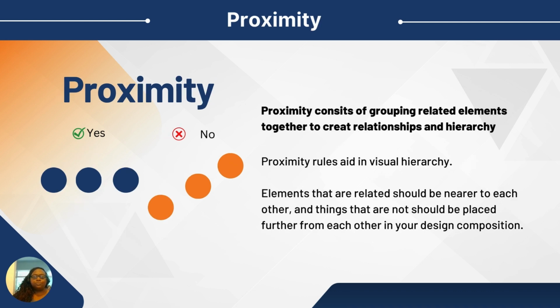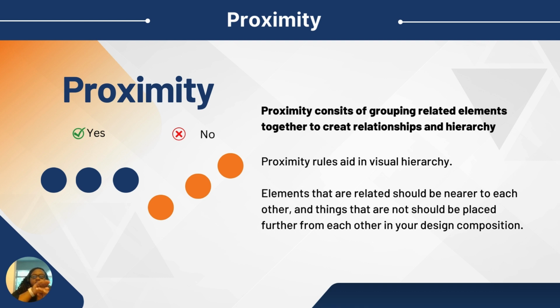All right. And next, proximity. Proximity consists of grouping related elements together to create relationships and hierarchy. Proximity rules aid in visual hierarchy. Elements that are related should be nearer to each other, and things that are not should be placed further from each other in your design composition. So you see, we have these three blue circles here on the left, and they're the same size. So they're related, and they're all blue. We have them spaced a little bit closer together, evenly spaced.